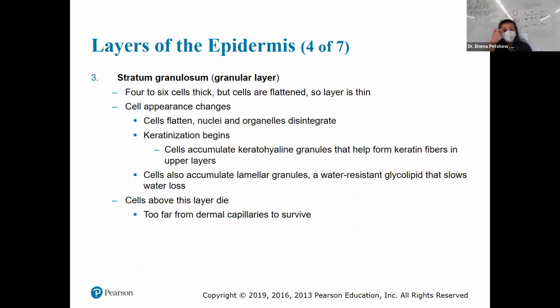You then have your granulosum layer, your granular layer. This is 4 to 6 layers thick, but the cells are flattened, so it's very thin. At this layer is where your nuclei and your organelles are going to disintegrate and go away. This is where keratinization begins. So you accumulate keratin within the cells. The cells become more water resistant. They become more of a protective layer, but less metabolically active. Cells above this layer die because they're too far away from dermal capillaries. They aren't getting any nutrition because, again, these cells aren't mitotically dividing anymore unless they're stem cells. And that's in the basale layer.